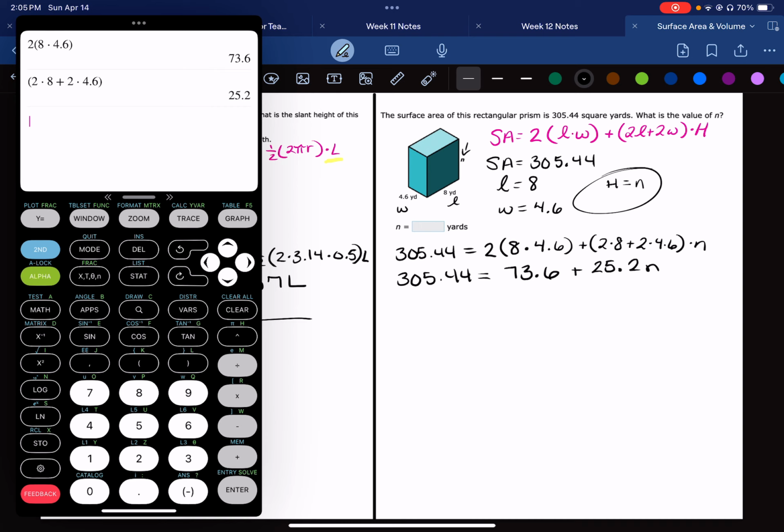Now we just need to work our two-step equation steps. I'm going to start by doing the inverse of this 73.6 so I can get rid of it. That's to subtract 73.6 from both sides. The inverse eliminates those, leaving me with 25.2 times n on the right side. Then in the calculator, 305.44 minus 73.6, I get 231.84.